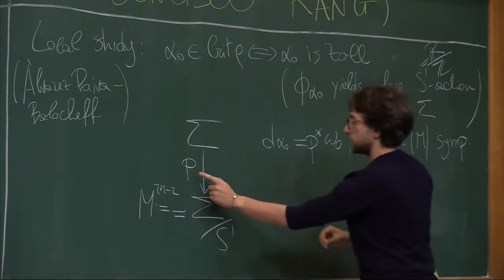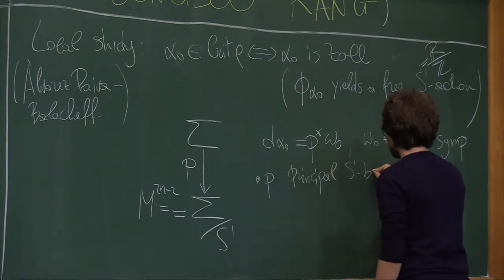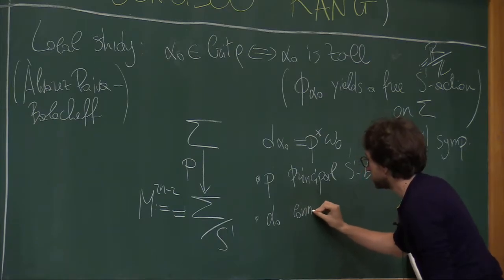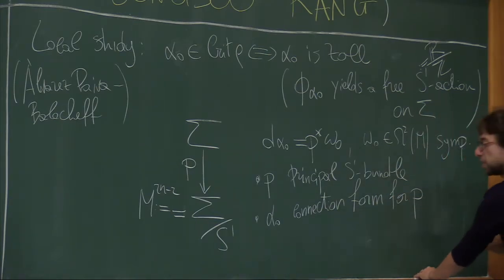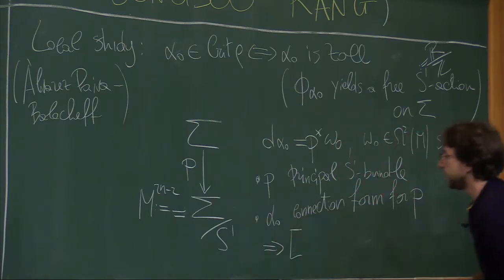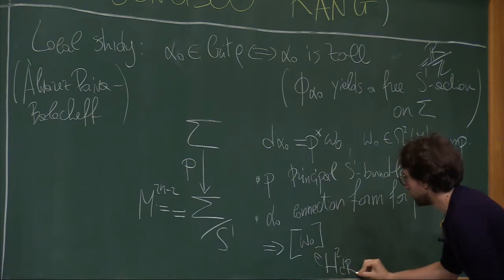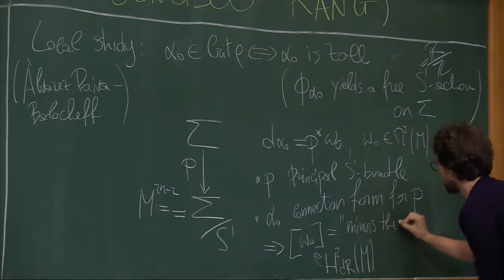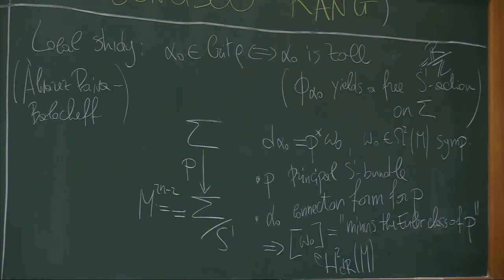Okay? And now P becomes really a principal S1 bundle, and alpha naught becomes a connection form for P. This in particular means that if I take the de Rham class of omega 0, this is an element in H2 de Rham of M. This here is minus the Euler class of P. So it is topologically given just by the bundle.